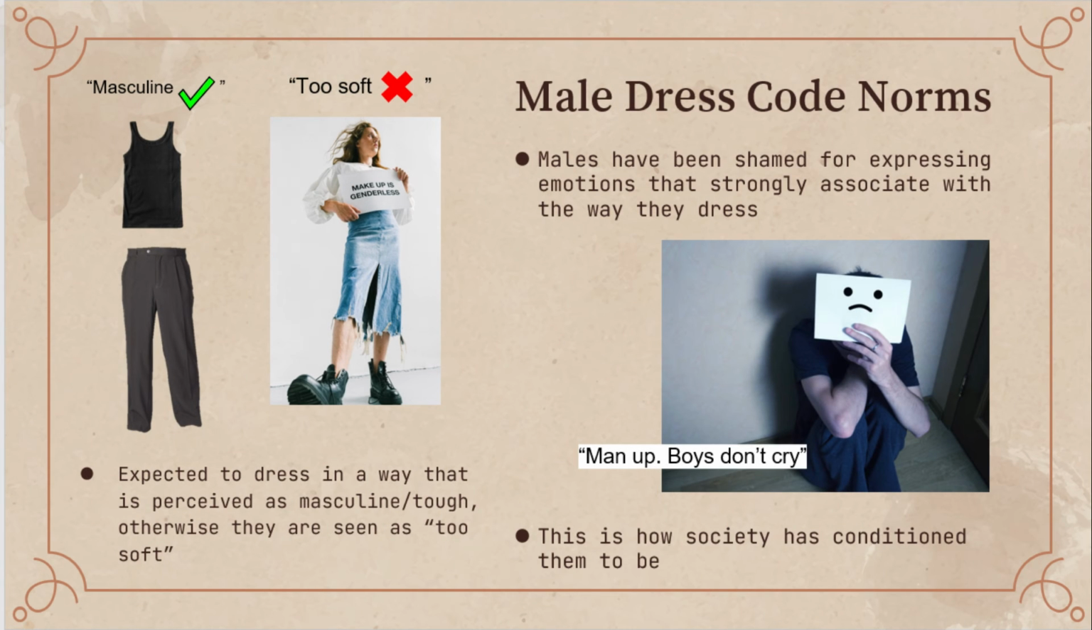Male dress code norms. Boys are generally expected to dress in a way that is perceived as masculine and tough, for instance, wearing a tank top that exposes their muscles. Otherwise, they are seen as too soft and can even be characterized as gay. In the past, males have been shamed for expressing emotions as they are supposed to be strong and fearless. This is strongly associated with the way they dress, as clothing plays a major role in one's identity. So, men often feel that they have to hide their emotions and dress according to how society has conditioned them to be.